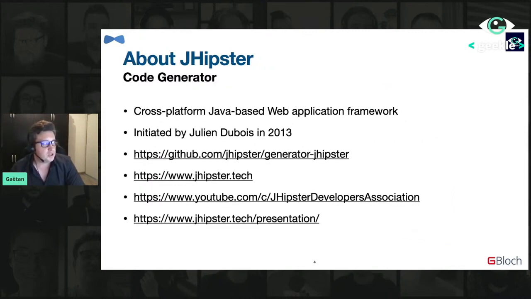So about JHipster. JHipster is a code generator. It's a cross-platform Java-based web application framework. It was initiated by Julien Dubois in 2013. There are a few links that you may want to check: the YouTube channel, the main website, the presentation, some of it I'm going to talk about, some not.